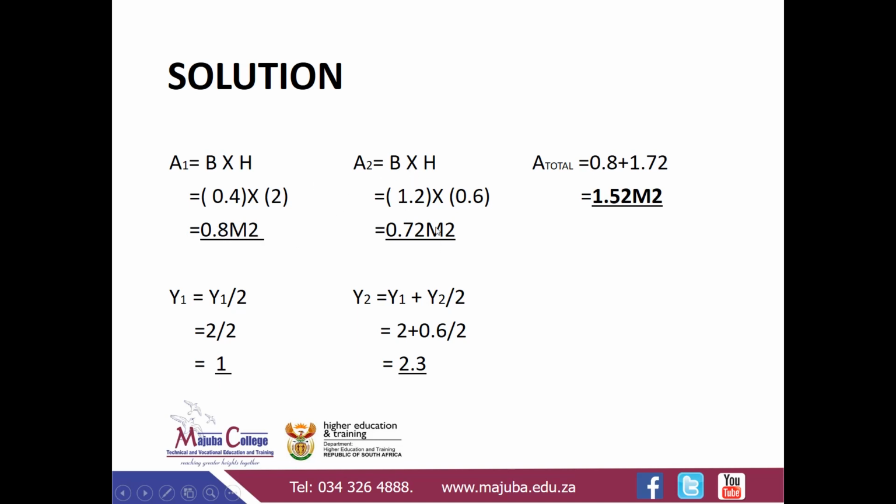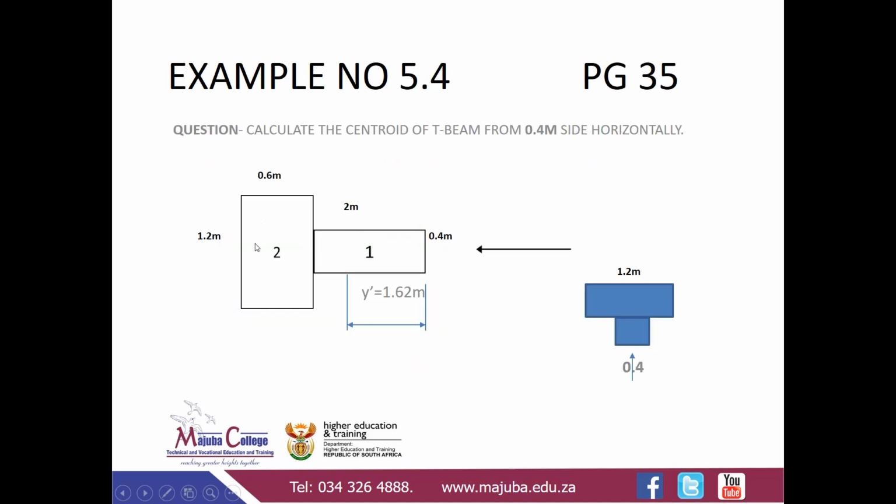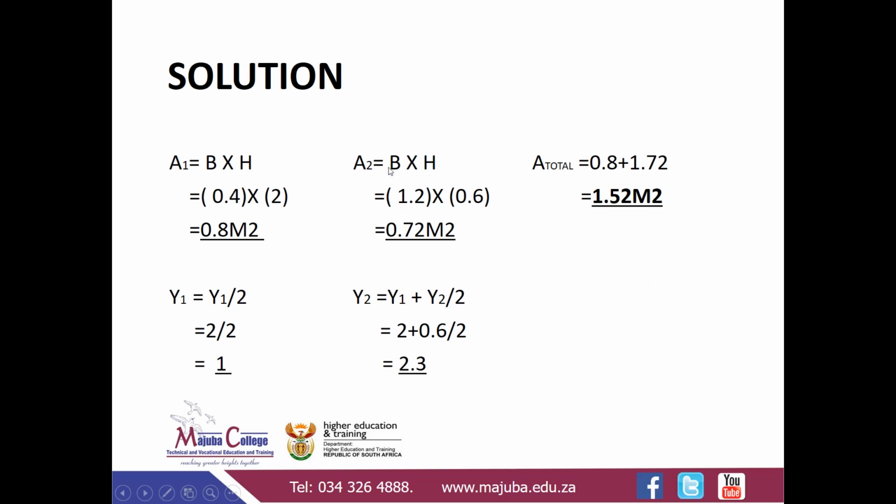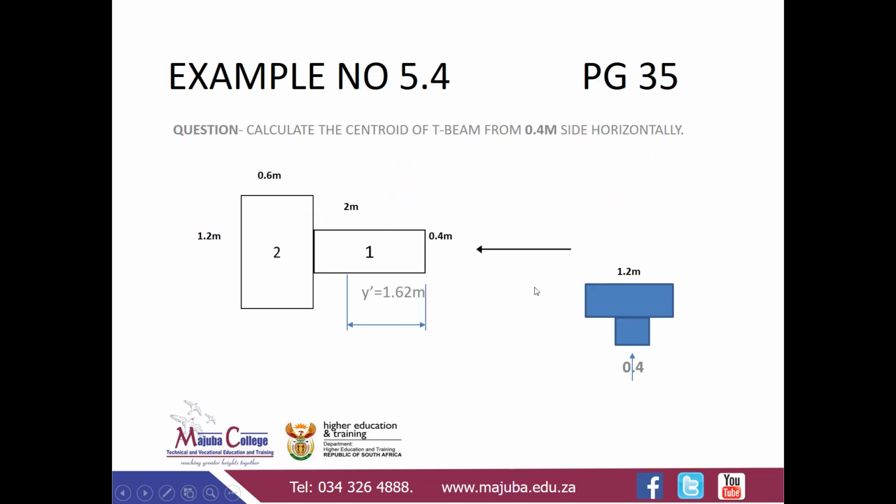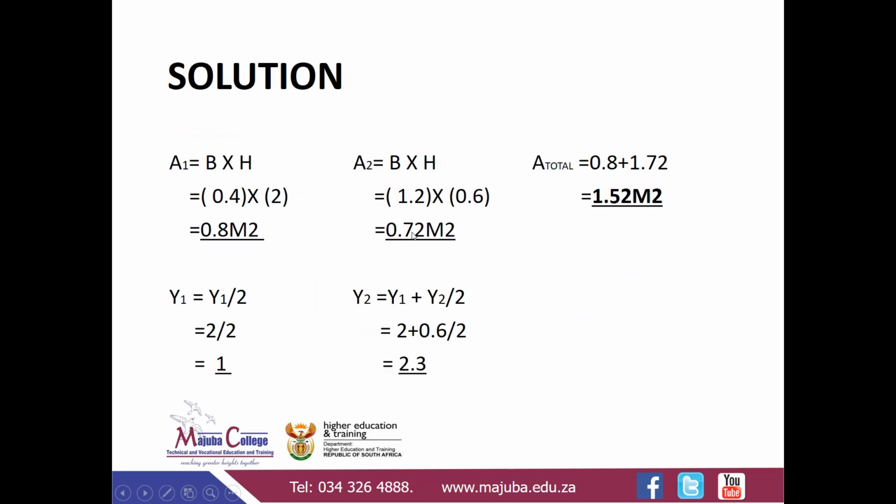All right, let's see what is happening on area number 2. Area number 2 is also a rectangle. But now this distance is our height and this distance is our base, because they are saying we are moving from this direction toward this line. That means this becomes our base. Base is 1.2, then our height is 0.6. Then our answer will be 0.72 meters squared.